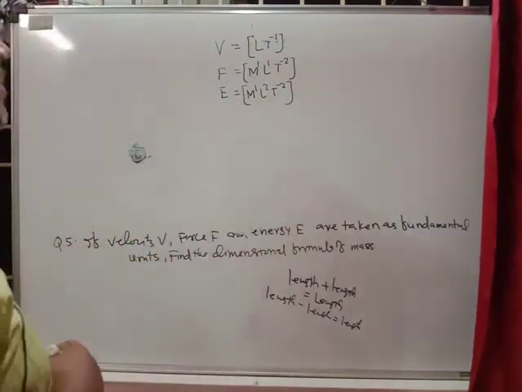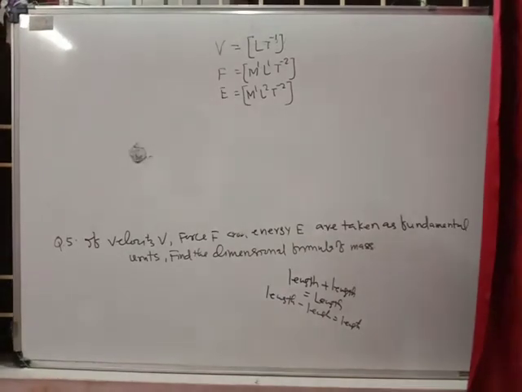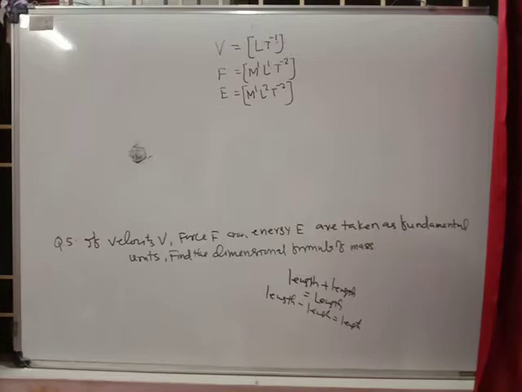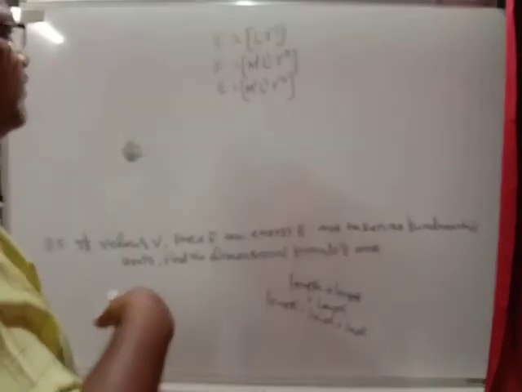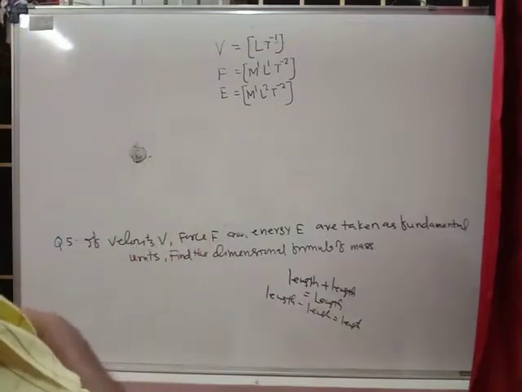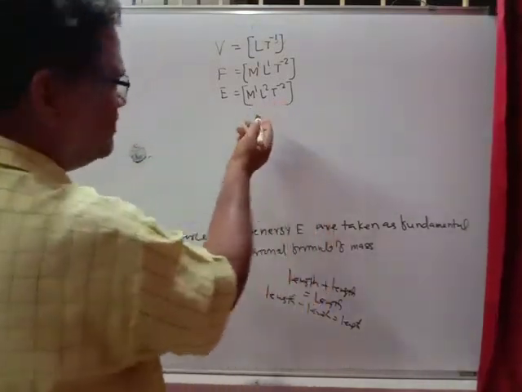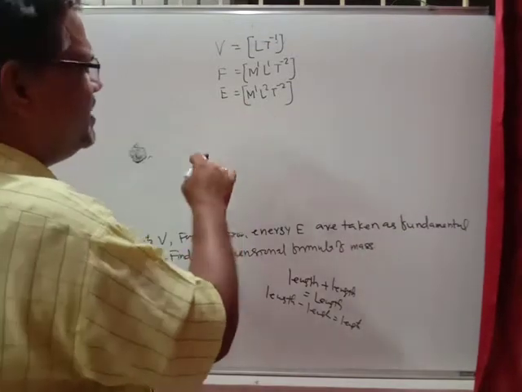What is the dimensional formula of mass? You have to find out the dimensional formula of mass. So simply you calculate the dimensional formula of mass, simply by dividing or multiplying.